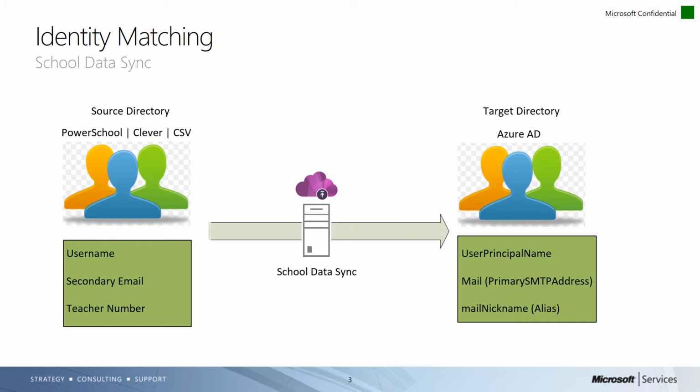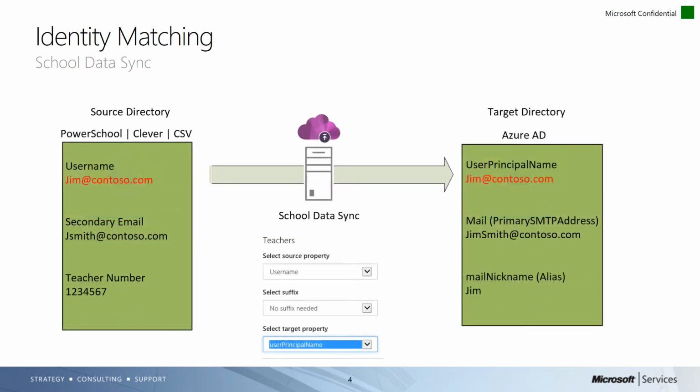Now you can match any attribute in the source to any attribute in the target, as long as they are an exact match. Once you get a good match, the identity will sync. This is called identity matching. Let's look at an example.